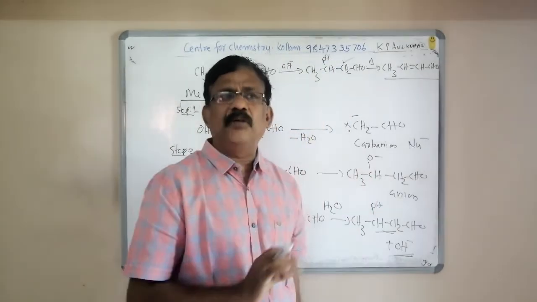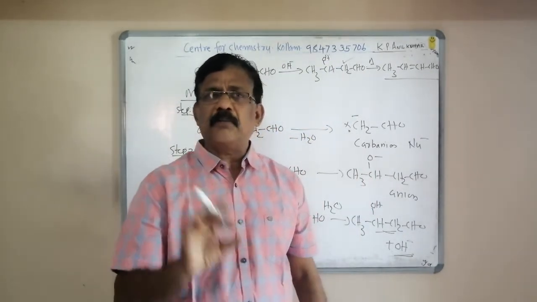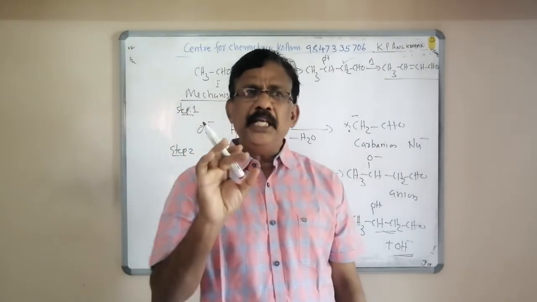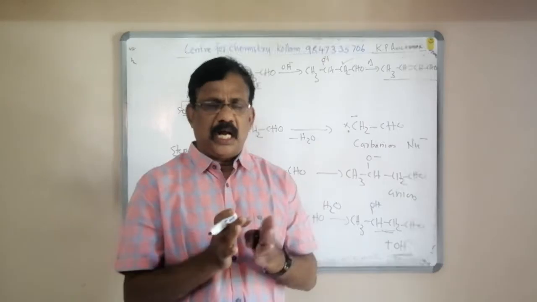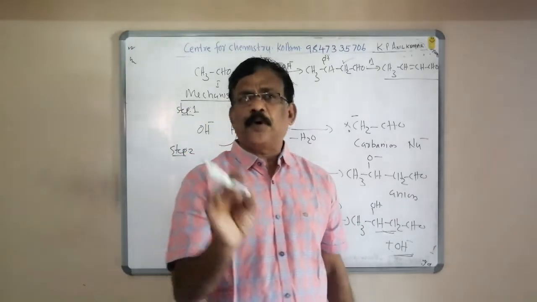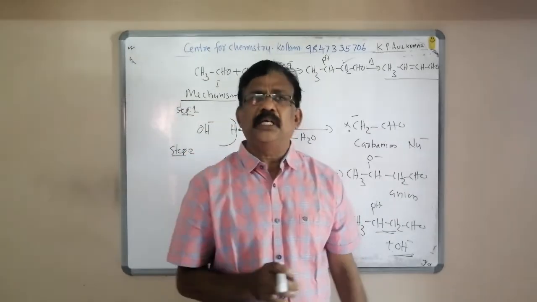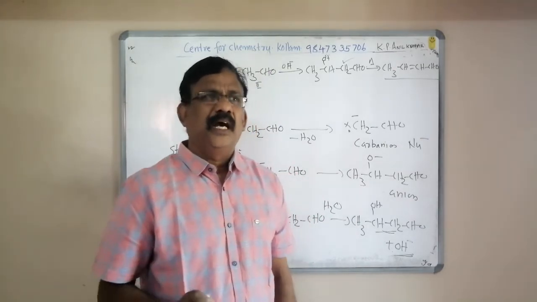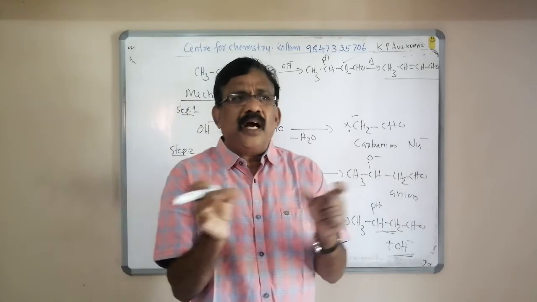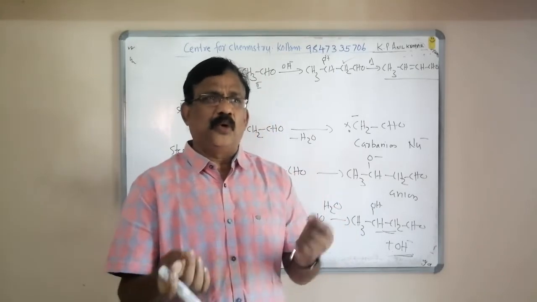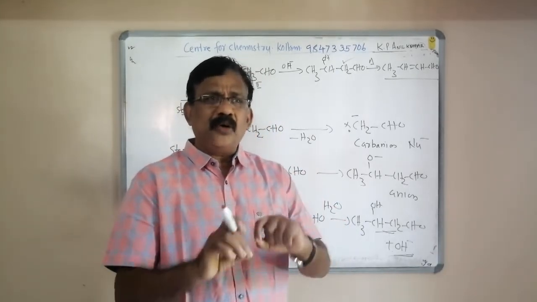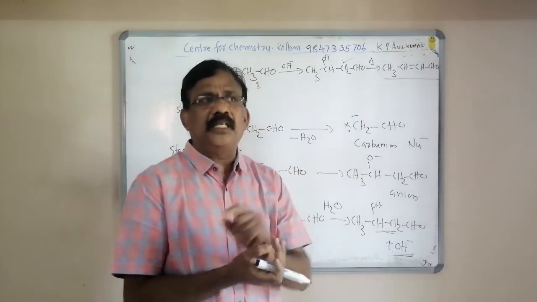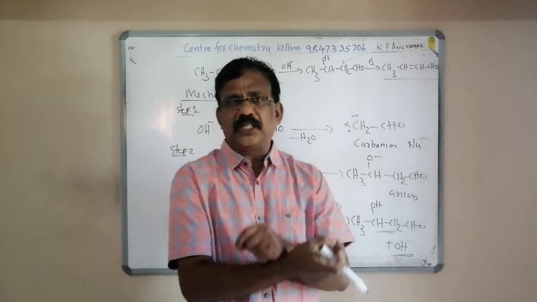In the presence of dilute alkali, two or more carbonyl compounds, same or different, containing a minimum of one alpha hydrogen atom, undergo condensation and produce beta hydroxy aldehydes or ketones. Beta hydroxy aldehydes are called aldols, and beta hydroxy ketones are called ketols. Nowadays, both are simply called aldol. So the condensation reaction is called the aldol condensation reaction.